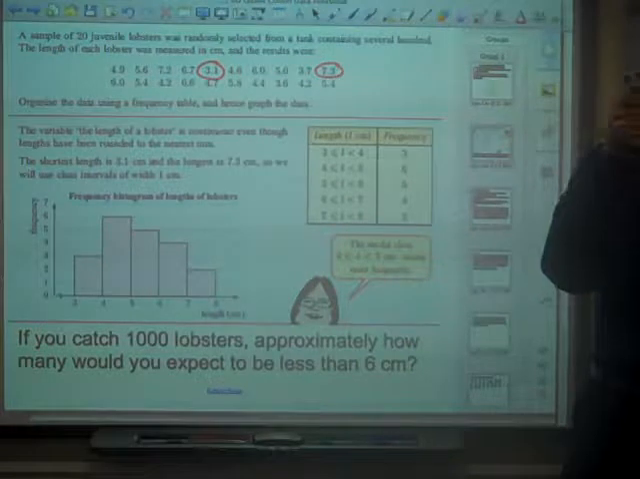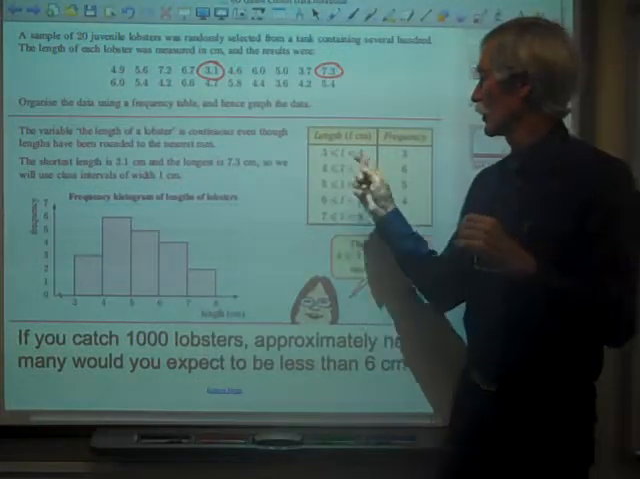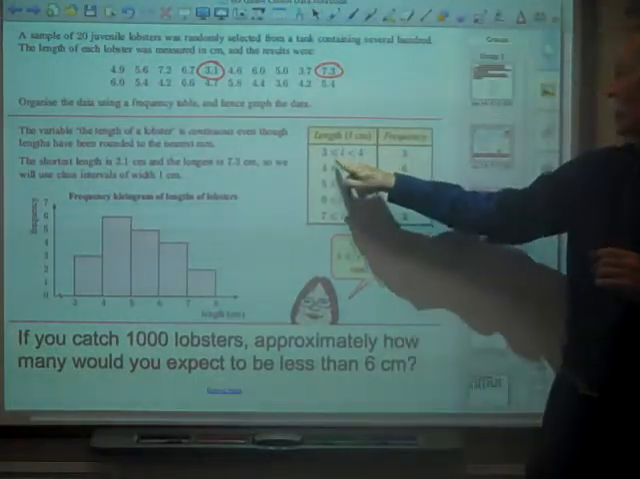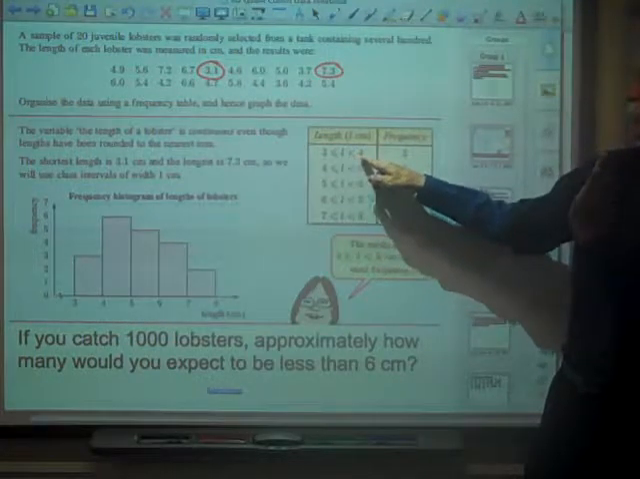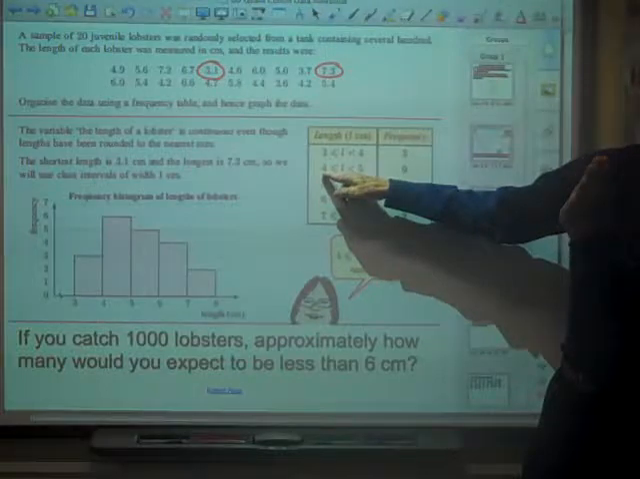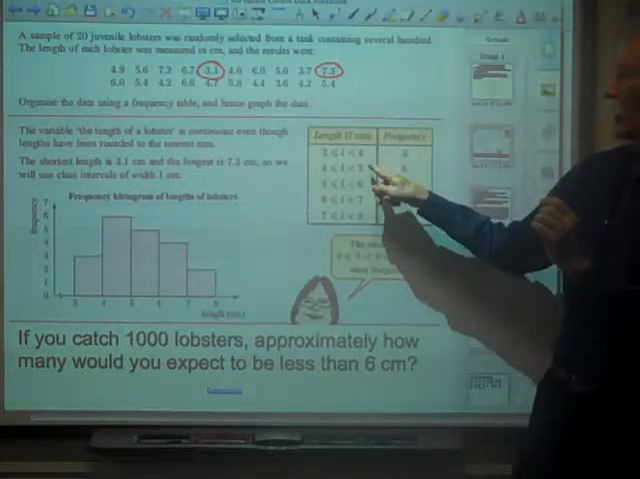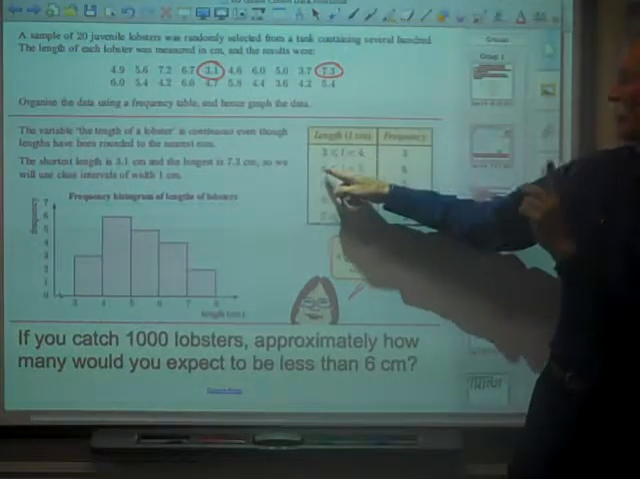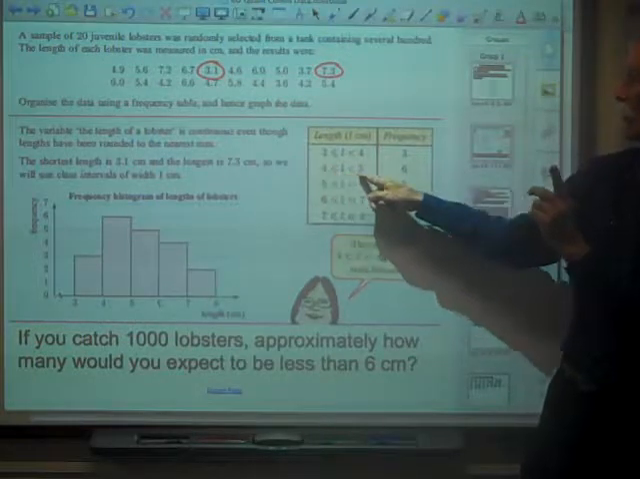When you organize your categories, you're going to have to do the same thing. You're going to have to stop less than somewhere and equal to at the next step. So you'll know where exactly 4 will go. Exactly 4 will go in this group.